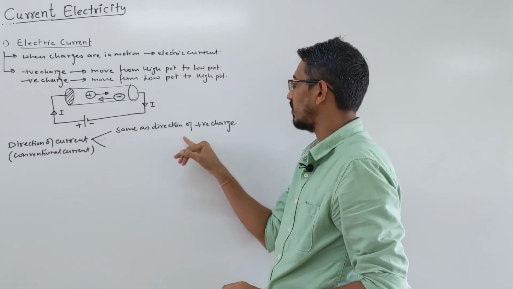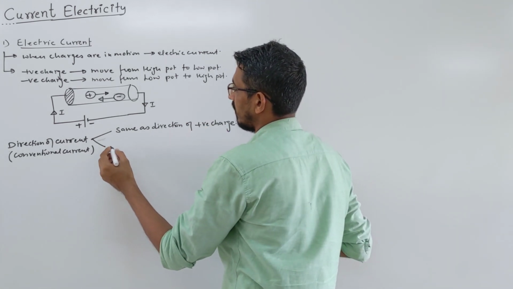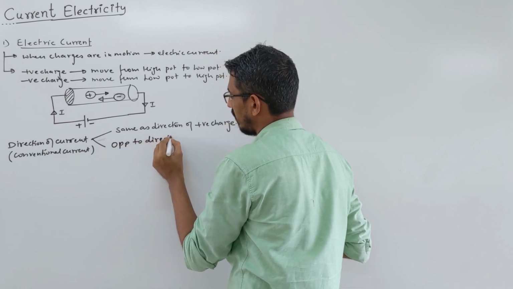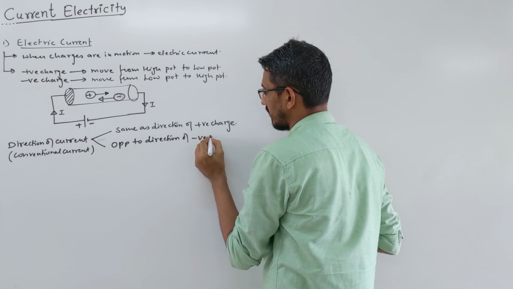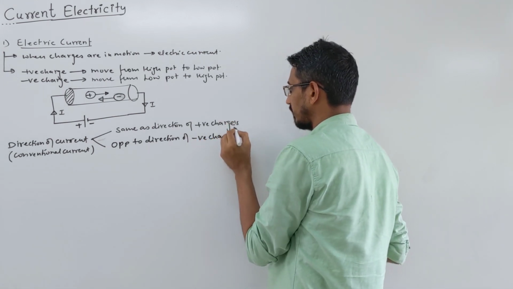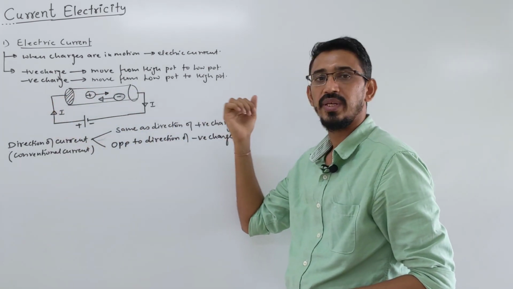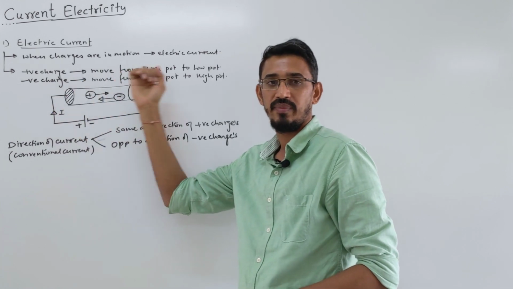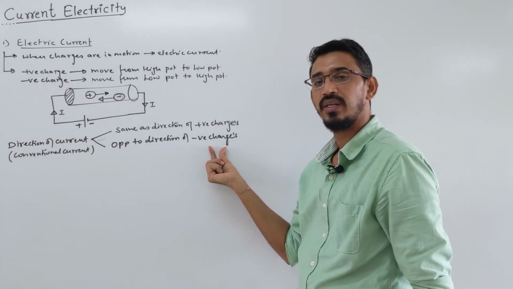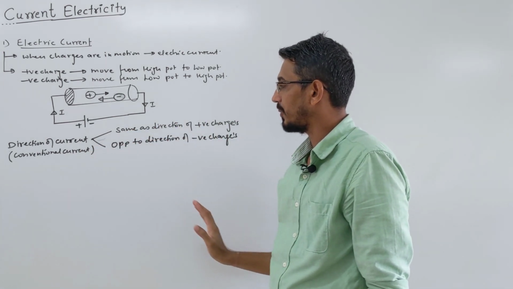So same as the direction of what? Positive charges, or what? Opposite of this. Opposite to the direction of what? Negative charges. Right. Holes, like positive charge, are moving in this direction, so the direction of current in the outer circuit is also the same direction, right? Negative charges are moving in that direction, so it's opposite to the direction of negative charge, right? Okay, so hope you understood the direction of current concept.